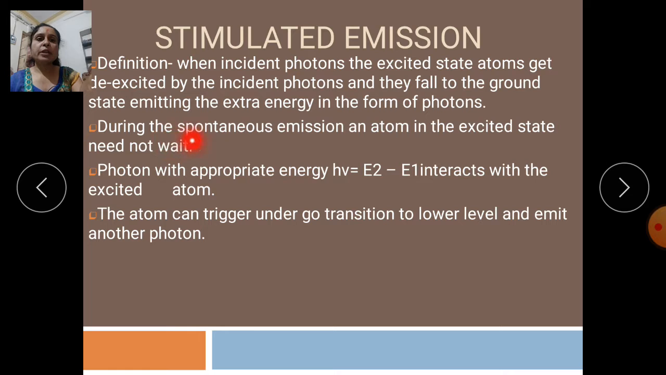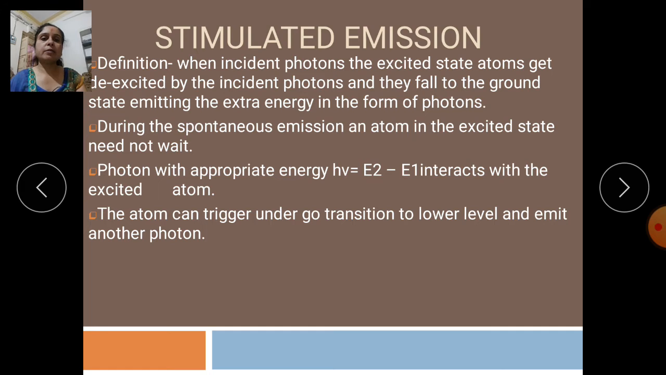In spontaneous emission, an atom in the excited state need not wait; it cannot wait, and suddenly goes to the ground state. A photon with appropriate energy, defined as hν equal to E2 minus E1, interacts with the excited atom. Here h is Planck's constant, ν is the frequency, and E2 and E1 are the energy levels.